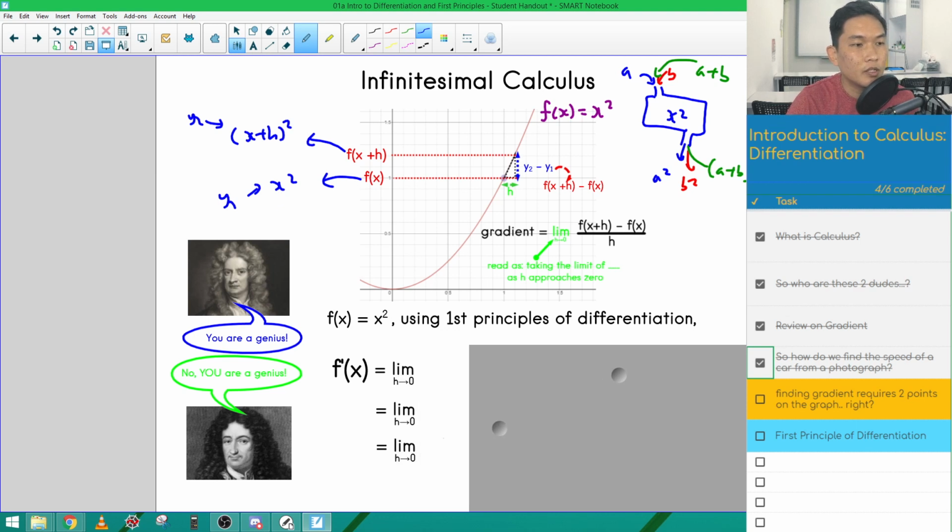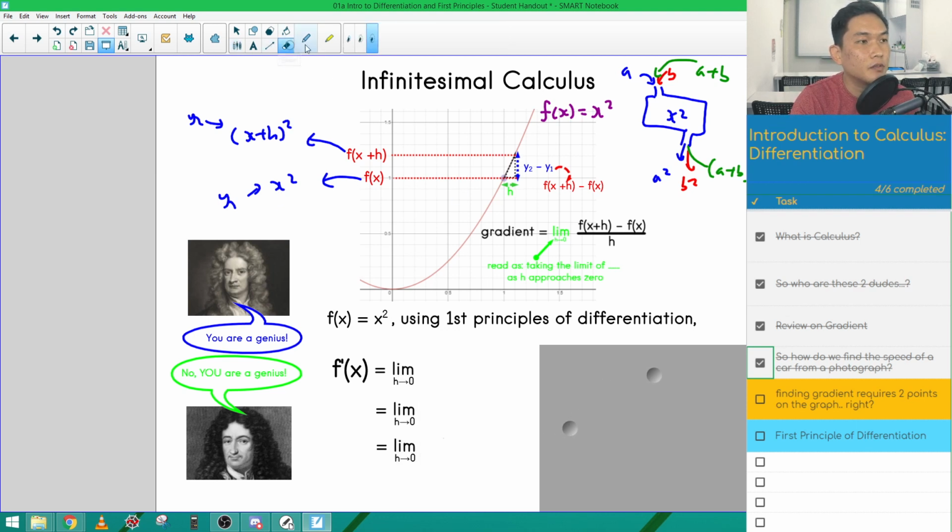If you look at the first step over here, this is y2 minus y1 over x2 minus x1. That doesn't change. x2 minus x1 is still h. Your x1 is over here, x2 is over here. Next we're going to expand this one. Expanding this, we will get x squared plus 2xh plus h squared. And not to forget, we still have a minus x squared over here. So let's write that in, minus x squared.